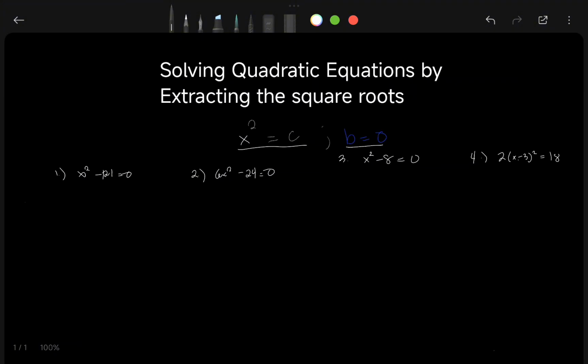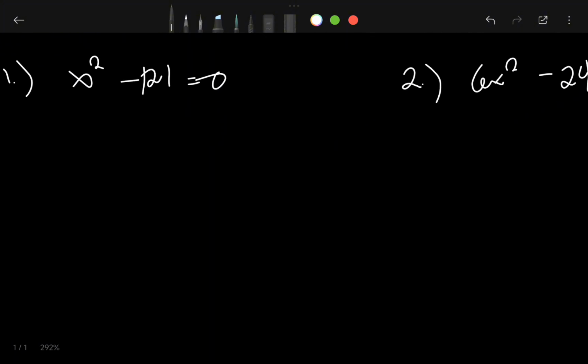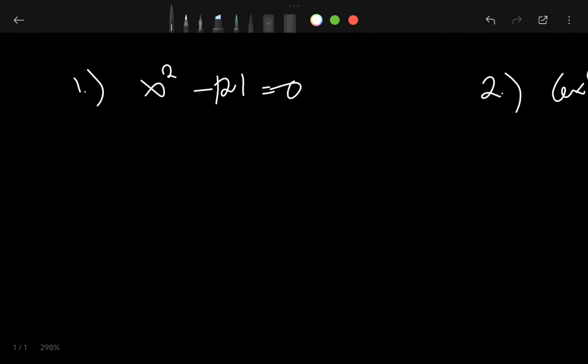Now, let's go ahead and try example number 1. This is one example where you can solve the quadratic equation by extracting the root. As you can observe, we only have the quadratic term followed by the constant, and definitely here b is equal to 0, which means that b is missing. If that's the case for your quadratic equation, we can solve it by extracting the roots.